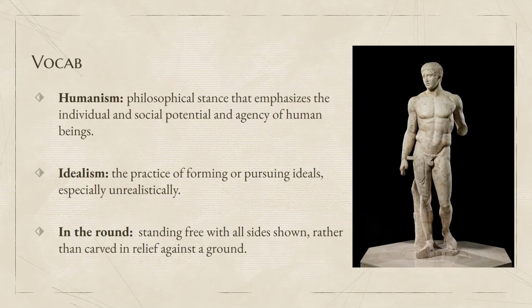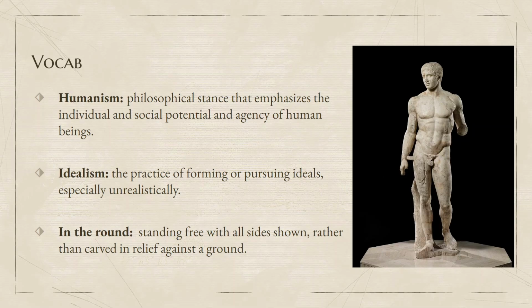So talking about some important vocab, already mentioned it, but really want to hit that. Humanism is this philosophical idea that emphasizes the individual and social potential and agency of human beings, so people can do things. Idealism is the practice of forming or pursuing ideals, especially unrealistically. It is ideal, it's not real, it's ideal. So again, that idealism for them is going to look different than idealism in another culture.